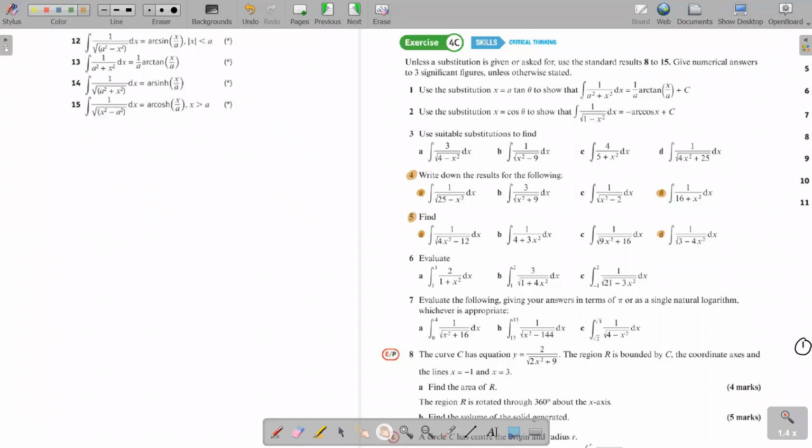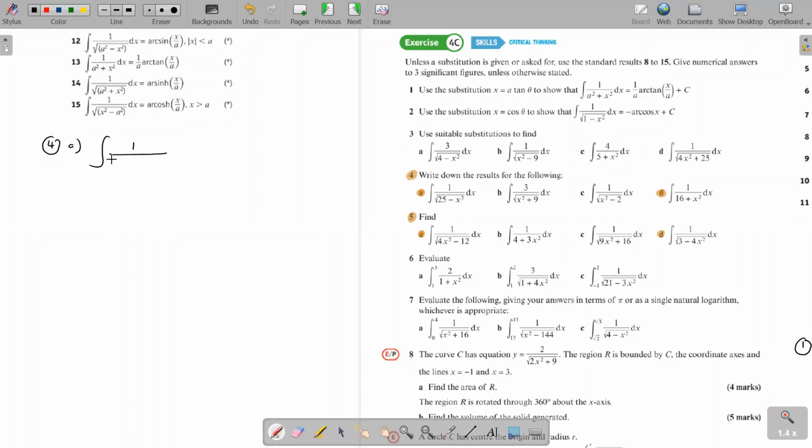Okay, question number 4. Write down the results for the following. When they say to write down the results, do we need to use any substitution? Have they asked you to use the substitution? No. So you're directly allowed to use these results that they have given. So let's directly use it. Fourth one, part A.